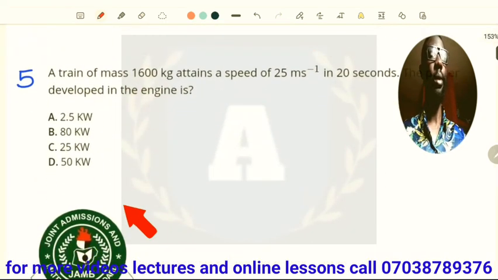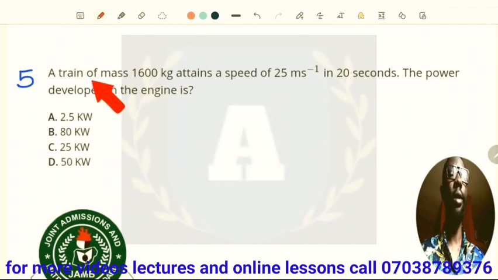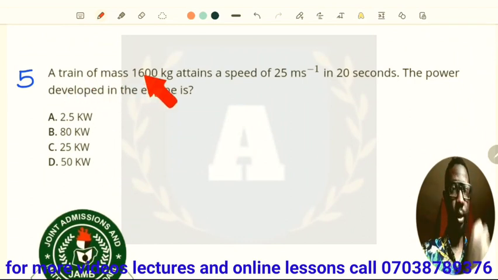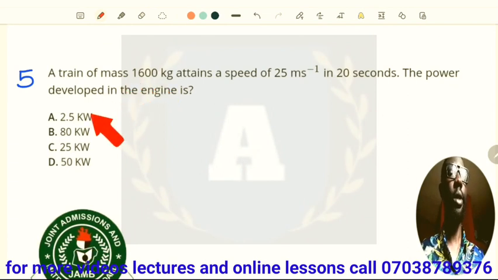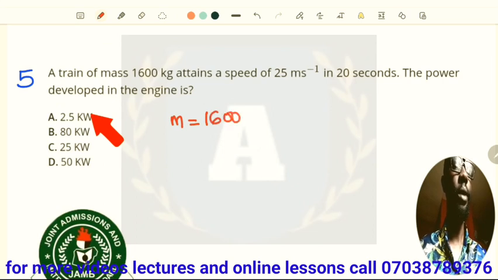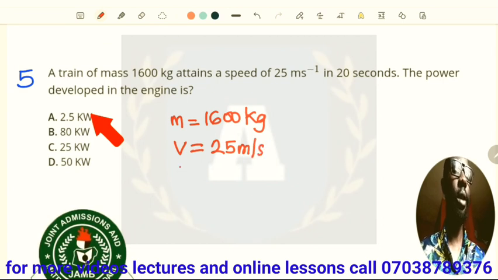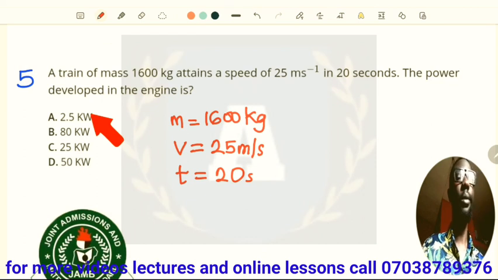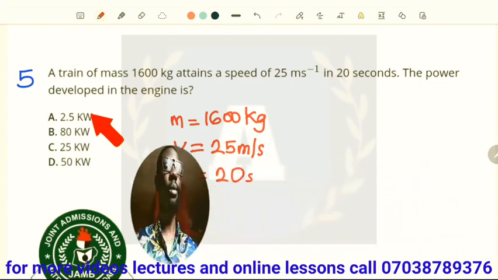Right. Now, the next question says a train of mass 1,600 kilogram attains a speed of 25 meters per second in 20 seconds. Time has been given to be 20 seconds. We are asked for the power developed in the engine. So what power has been developed in the engine?